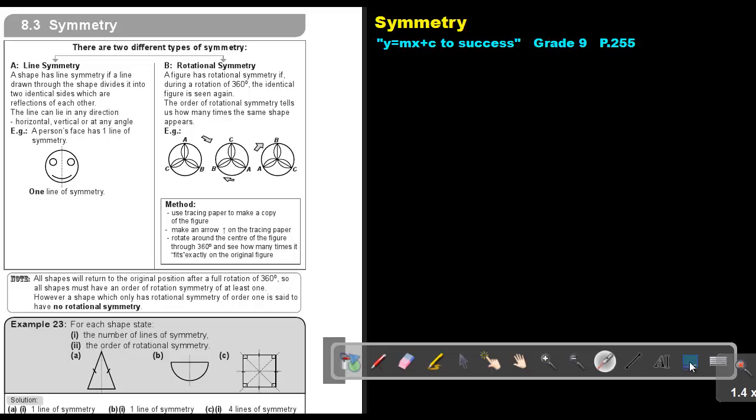Okay, I'm going to try to show you with my technology. So remember, you're going to copy the figure and remember to make an arrow facing north. Now what I'm going to do with this figure, I'm going to start rotating it all through. Remember, A is now on top. So I will rotate it until A is again on top. Okay, let's start.